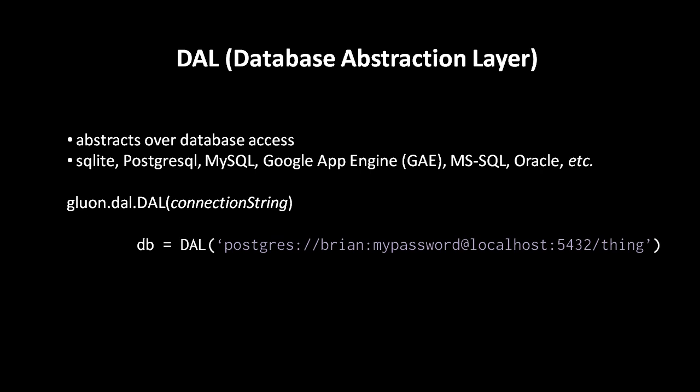So just to be clear, the format of the connection string is database specific. So this is an example with Postgres. This is what Postgres connection strings look like. For other databases, most of them look quite similar, but it's really up to each particular database.